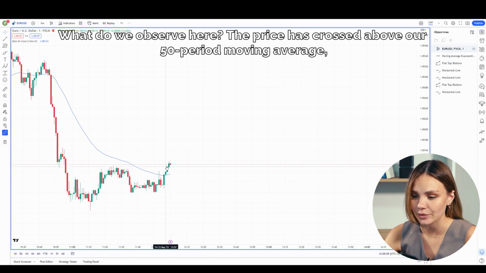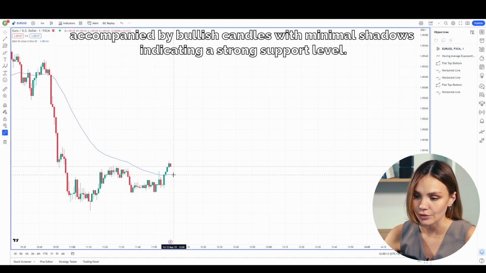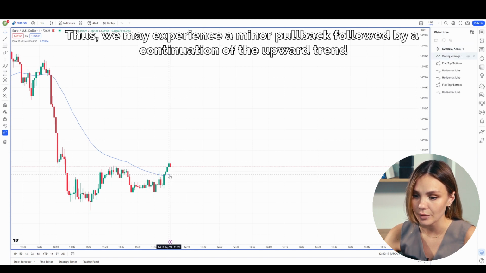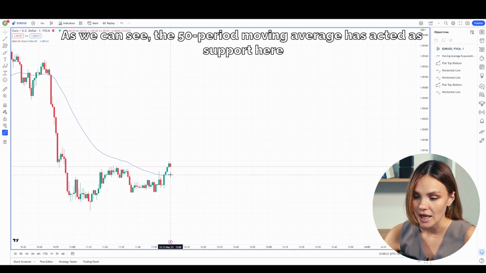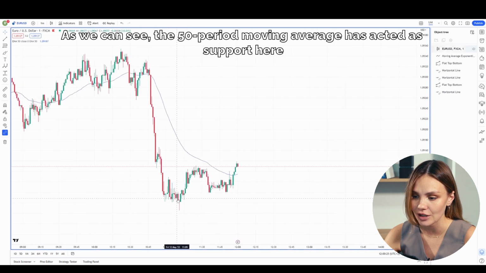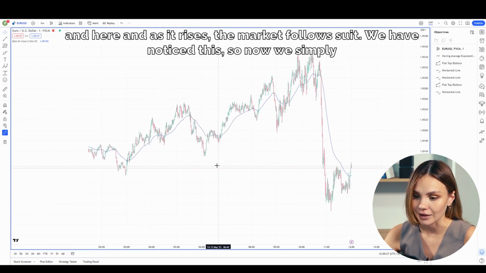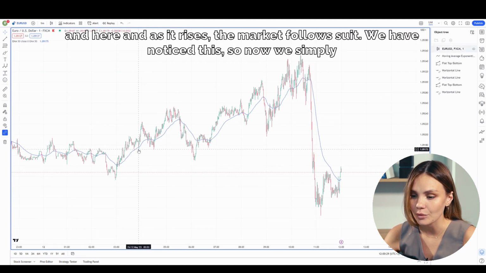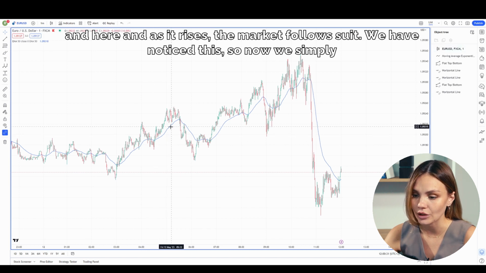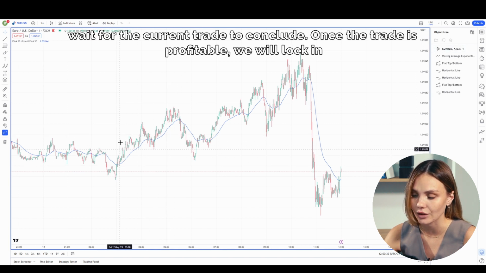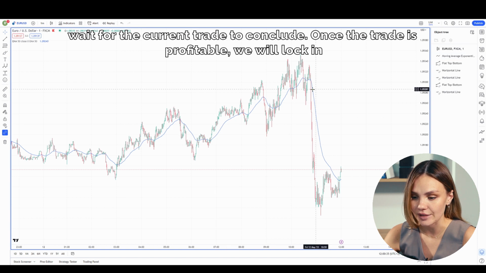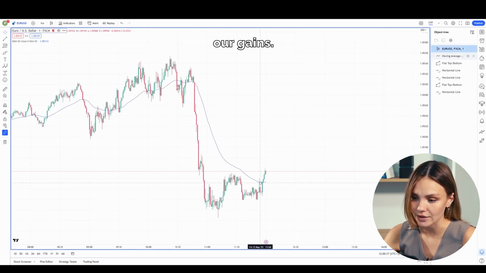The price has crossed above our 50-period moving average, accompanied by bullish candles with minimal shadows indicating a strong support level. Thus, we may experience a minor pullback followed by a continuation of the upward trend. As we can see, the 50-period moving average has acted as support here, and as it rises, the market follows suit. We have noticed this, so now we simply wait for the current trade to conclude. Once the trade is profitable, we will lock in our gains.